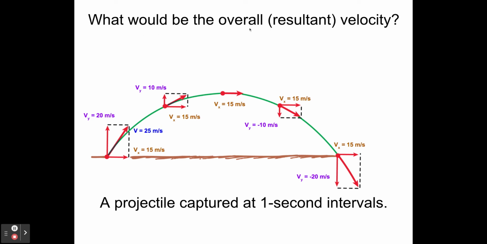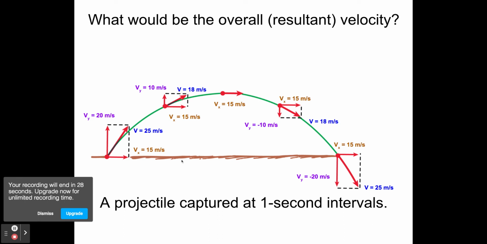By the way, what if we would want the overall or the resultant velocity? So how would we get that it was thrown at 25 meters per second? We would use the Pythagorean theorem. So one side is 15, the other side is 20. So 15 squared plus 20 squared, take the square root and you'd get 25. You would do the same thing here. 15 squared plus 10 squared, the square root of that would give you 18. And if you did the Pythagorean theorem over here, you would also get 18 and also 25. These things would have different directions though.